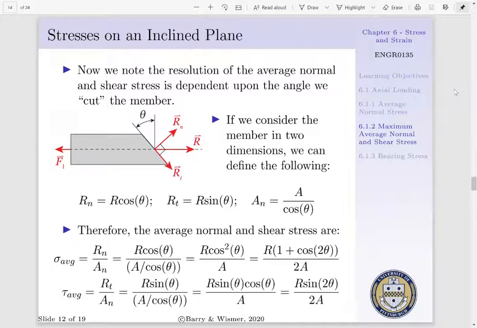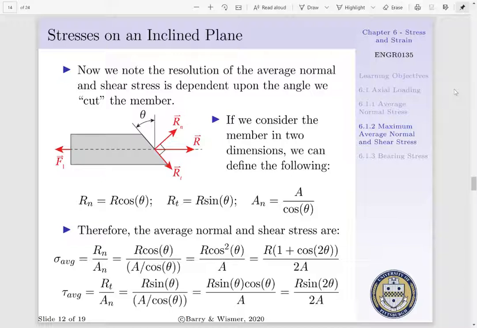Now, in our previous examples, we cut our members at some angle, and we note that our average normal and average shear stress is going to be dependent upon this angle. If we look at our member in a two-dimensional system, we can define the following.